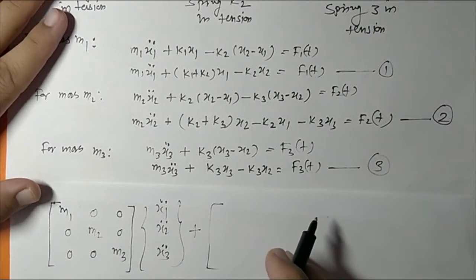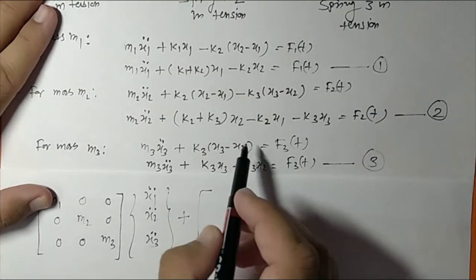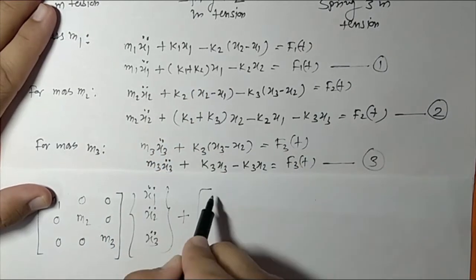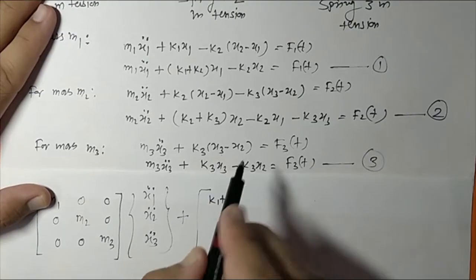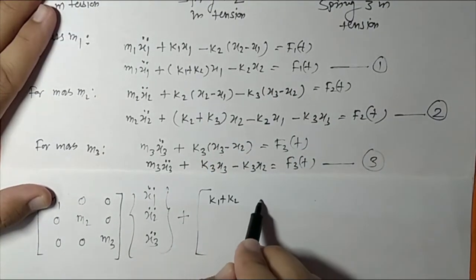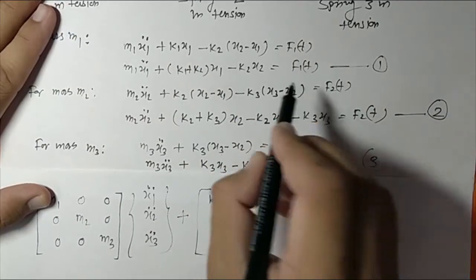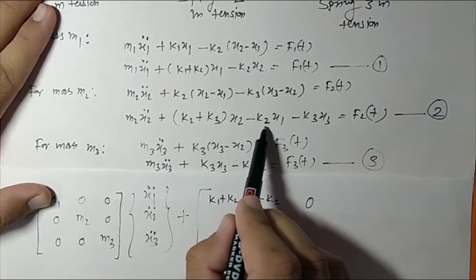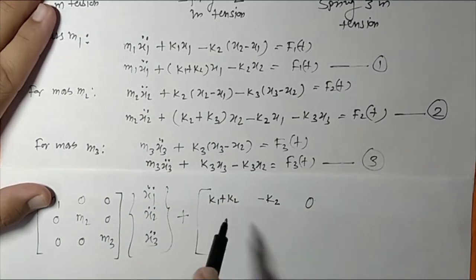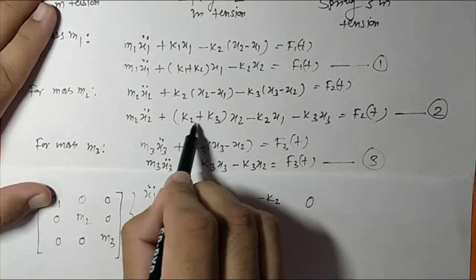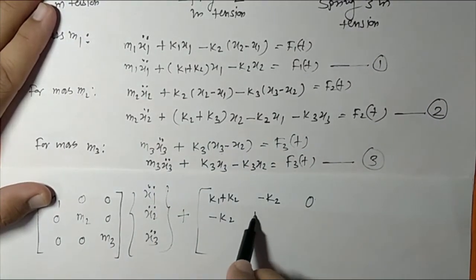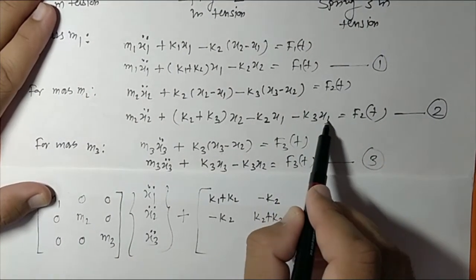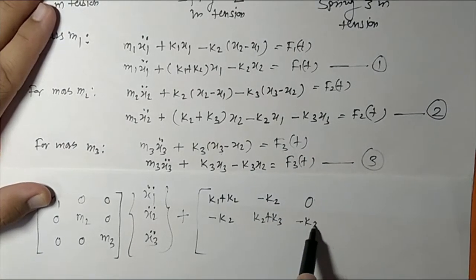Now this is stiffness matrix. So from here, (k1 plus k2) multiplied by x1, so this is k1 plus k2, and minus k2 x2, so this is minus k2, and x3 component element is 0, so this is 0. From this equation, this is minus k2 multiplied by x1, so this is minus k2, and (k2 plus k3) multiplied by x2. So this is k2 plus k3, and this is minus k3 multiplied by x3. So this is minus k3.